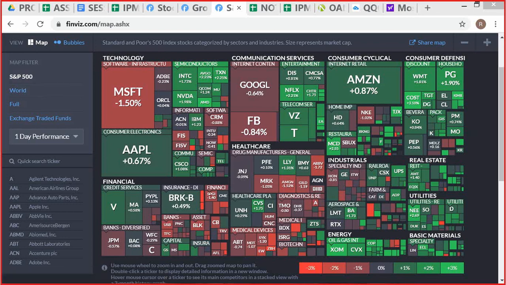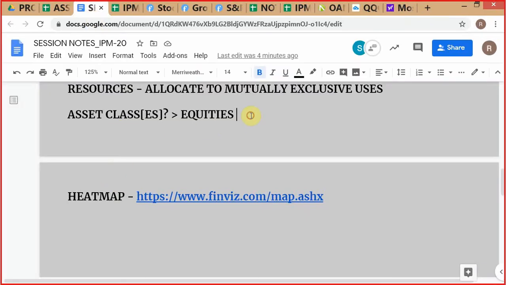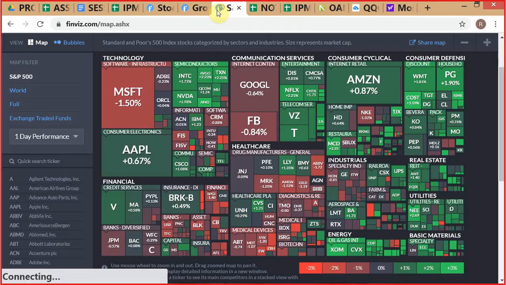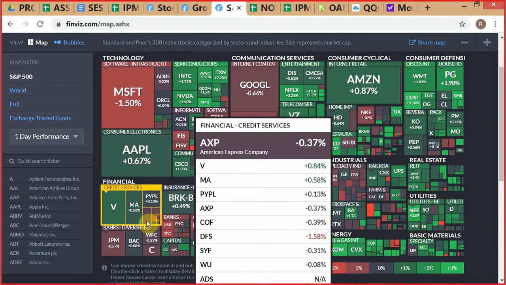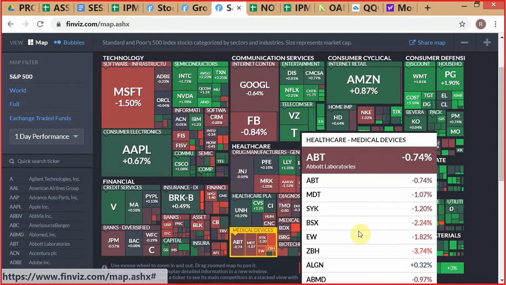I was coming to the second decision problem. Now I have already decided that I'm going into equities as far as asset class is concerned. But when I go to this group, to the heat map, and I see all these stocks, look at the number of stocks. I see so many stocks, all right? So I get confused.